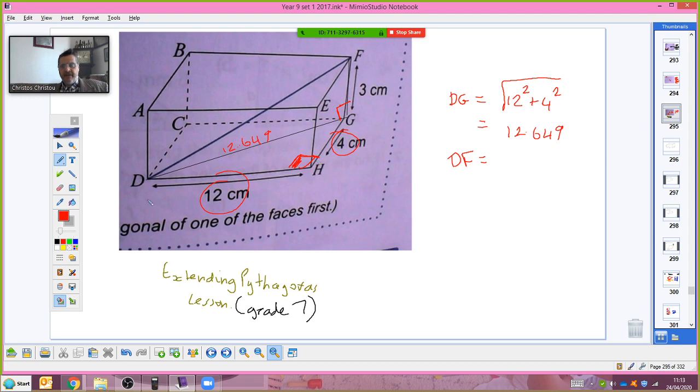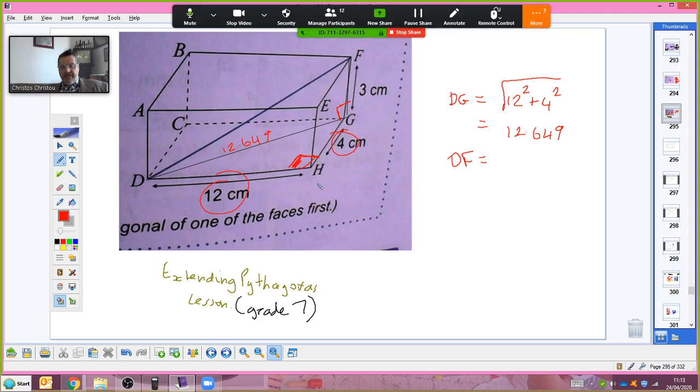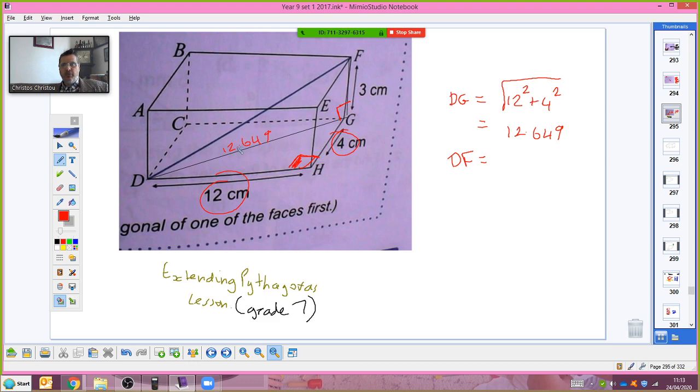No, because 12 is at the front here and 3 is back over here somewhere. I've already got the 12.649. I worked that out for a reason. I now want to work out from D to F. Any comments on that? Henry? Correct, done, correct. So this is a right angled triangle. I know it's got a height of 3 and a base length of 12.649. So let's go and do what it says.